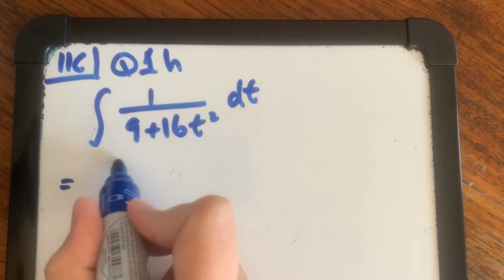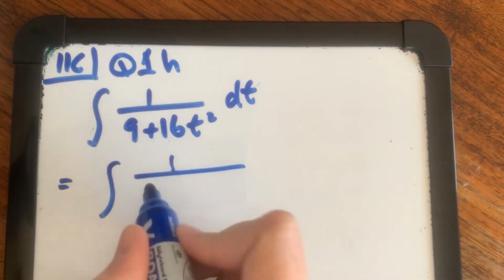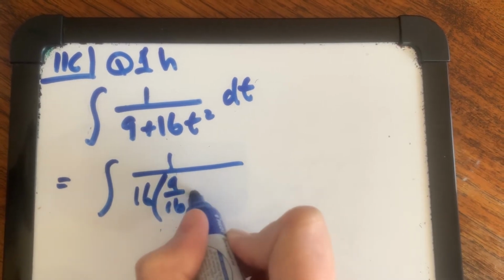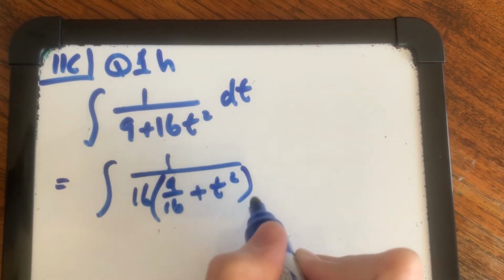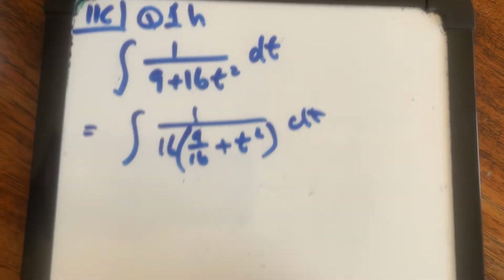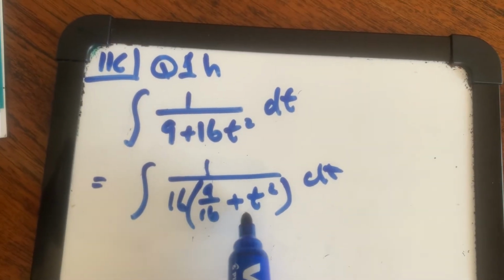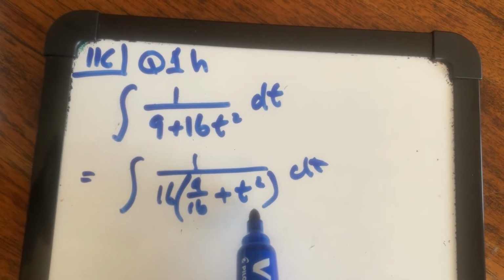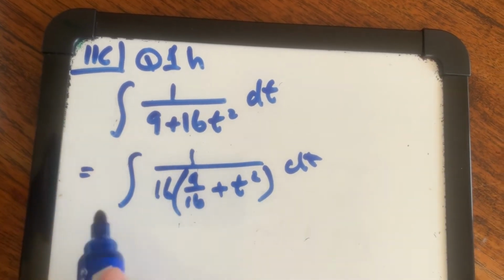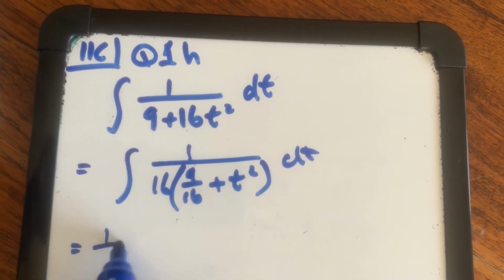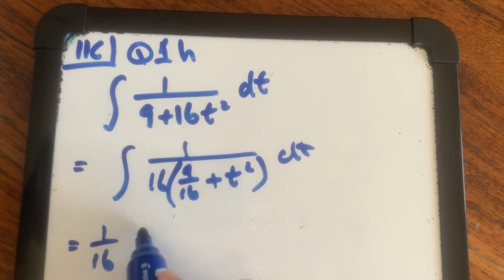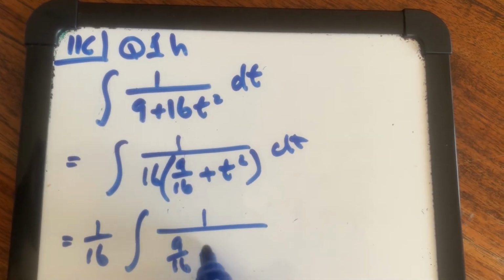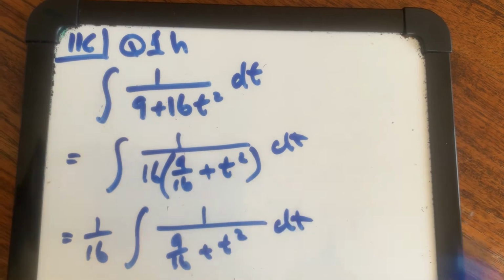First thing I'm going to do is, on the bottom line, I'm going to factorise out 16: 16 times (9 over 16 plus t squared) dt. I did that because I want a 1 coefficient in front of the t squared. So that's my first step. The 1/16 can go out here: 1/16 times the integral of 1 over 9 over 16 plus t squared dt.